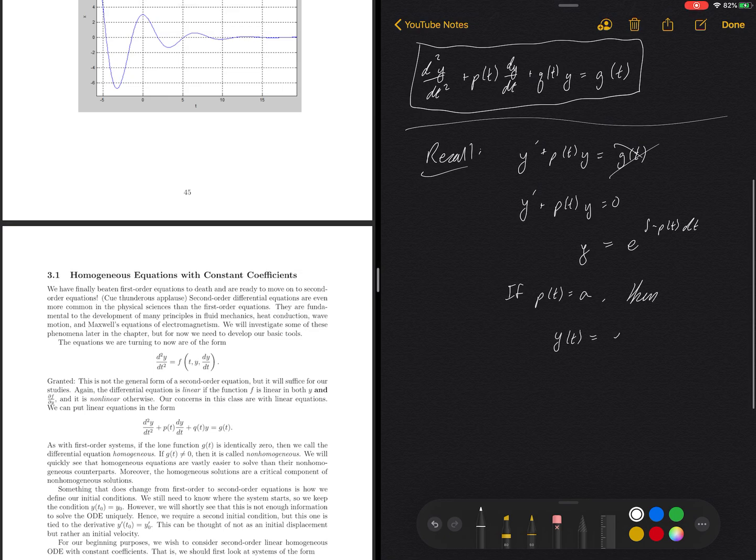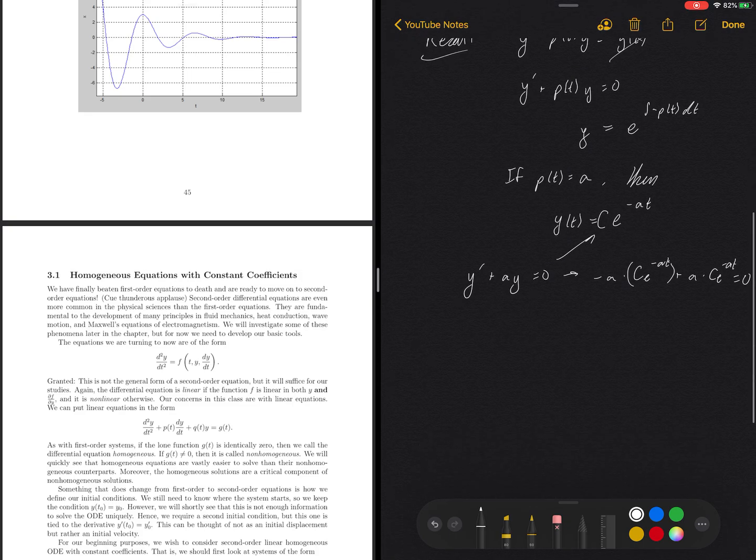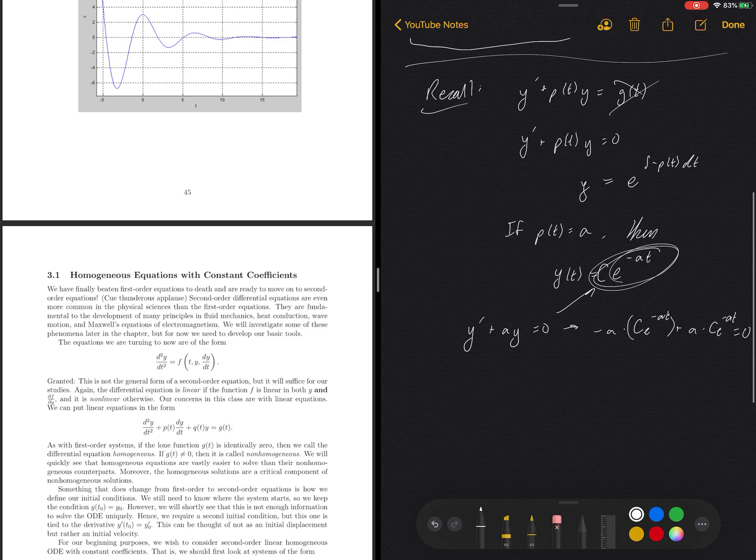But we can go one step further. What if p is constant? If p of t is just equal to some constant a, then this solution just becomes e to the minus at, up to some scalar multiplication. So the thing to point out here is that y prime plus ay equals 0 has solutions that are multiples of exponential functions, right? I'll wind up with minus a times c e to the minus at plus a times c e to the minus at, and sure enough, that's 0, right? So my first derivative will have an a, yeah, that's fine. It's okay.